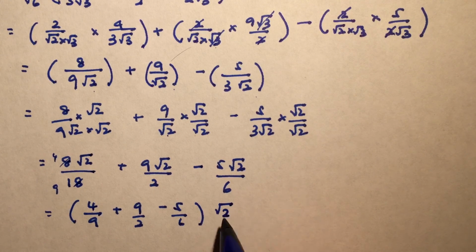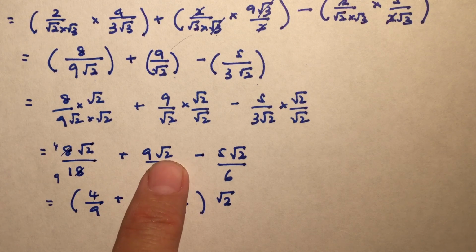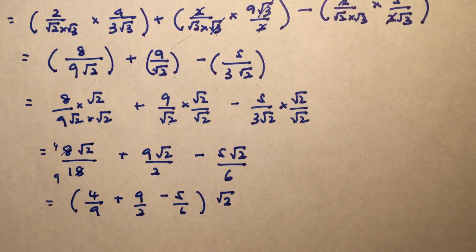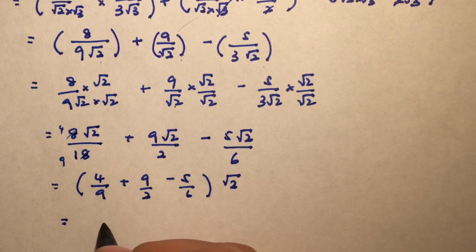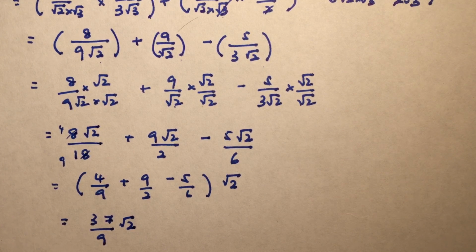And I factorize out the surd 2. You could see 4 over 9 x plus 9 over 2 x minus 5 over 6 x. So you're adding up all the x terms together. In this case, when you do the addition and subtraction, for this one here, you get 37 over 9 surd 2, and this will be your final answer.